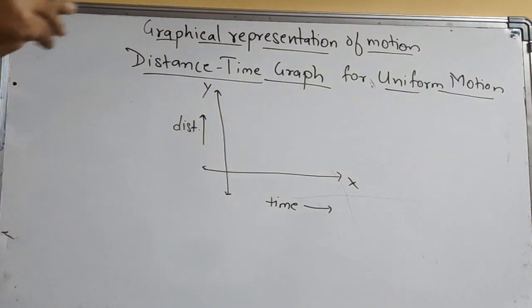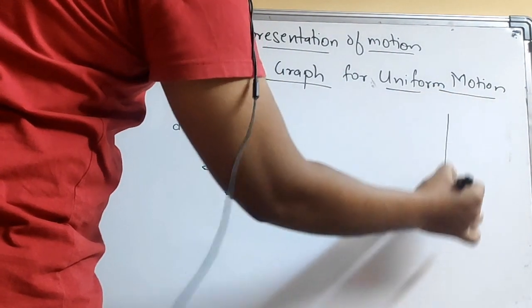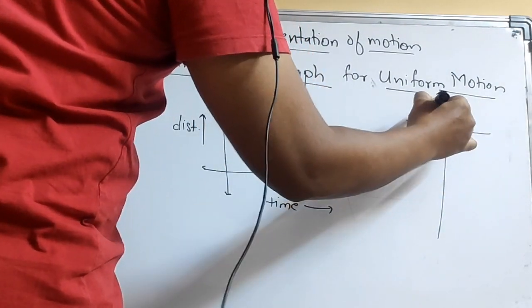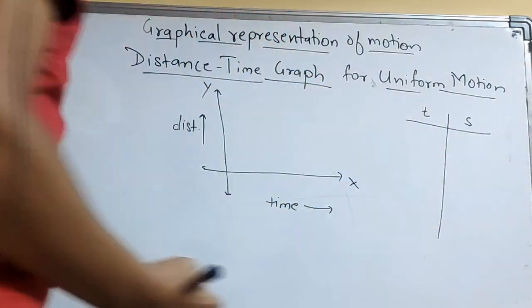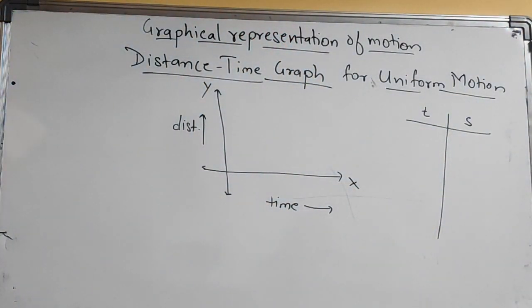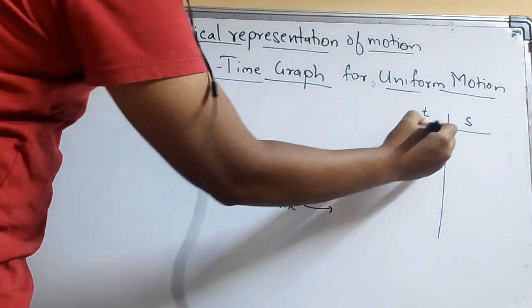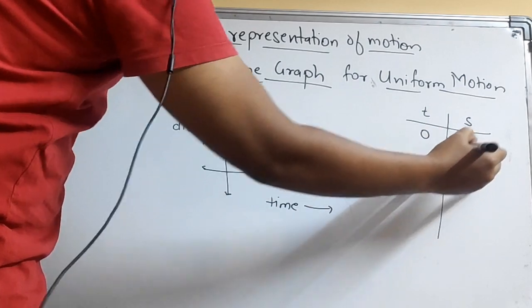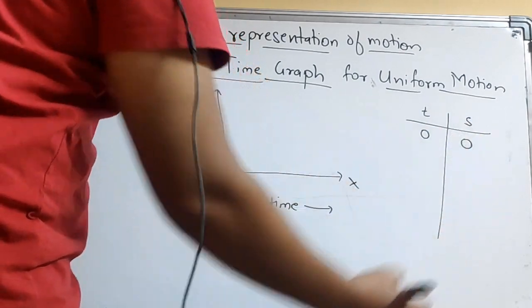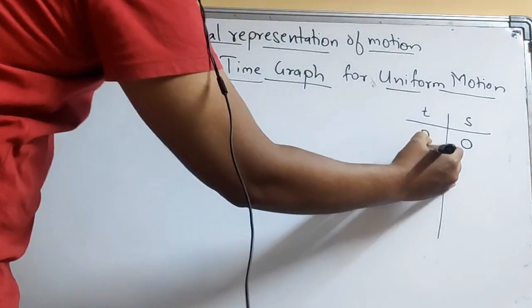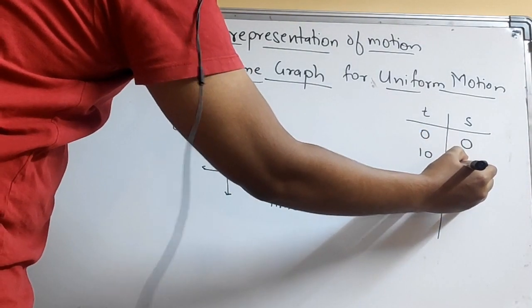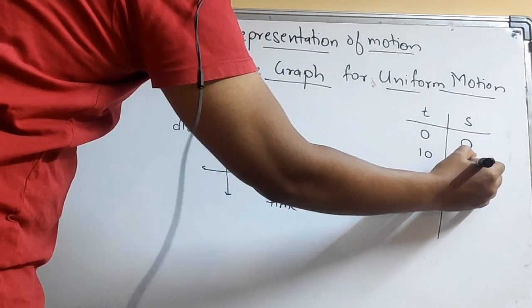So let us consider data for an object, like this. This will represent time and this will represent the distance covered. We will consider s as the variable for distance. Now say at time 0 seconds the object is at rest. Object at rest means the distance covered by the object is 0 meters. At time 10 seconds the object covers 15 meters.